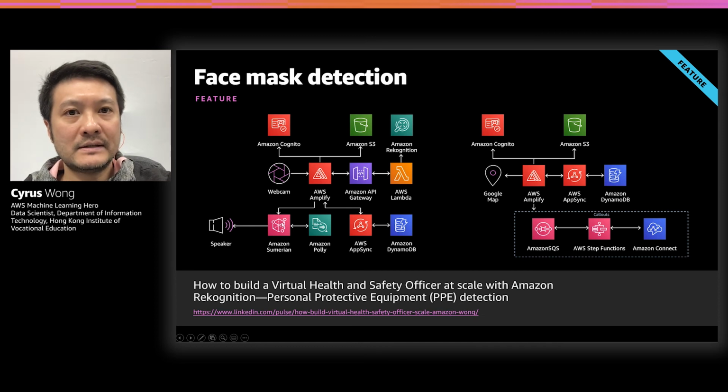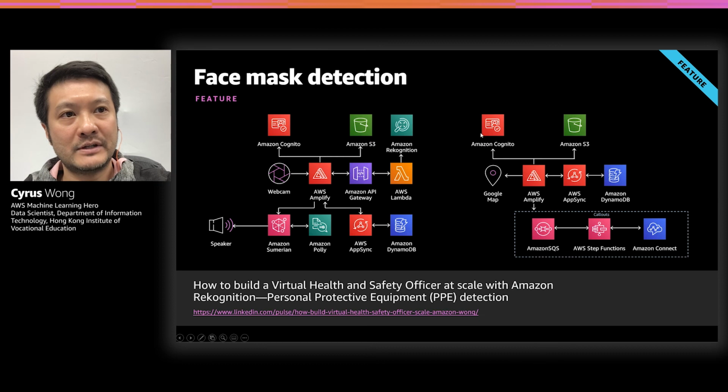For the Submarine client, this is a virtual health and safety officer. It will immediately spit out a warning message asking people to wear the mask. Based on Amazon Polly, we generate text to speech, and then the information will be stored, including the geolocation of the camera, in DynamoDB. Then through AWS AppSync, it will immediately report the information back to the central panel. The central panel is here.